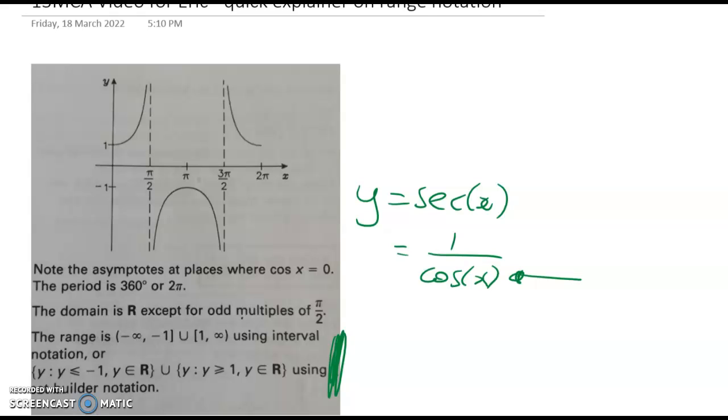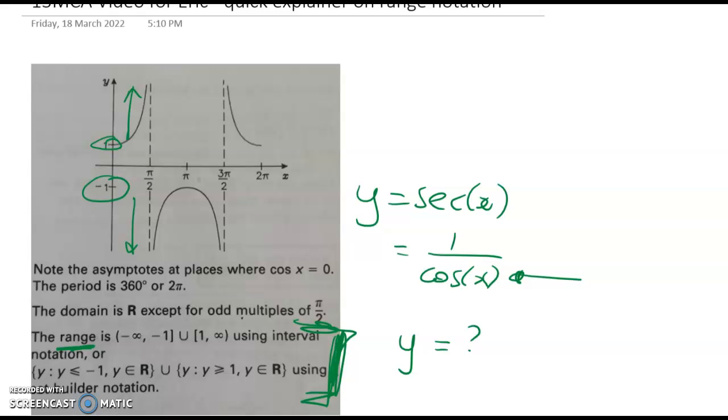But what he's asking about is how do we write down what the range is, and what is the range? Well, the range is the values that the function can take on. In other words, what are the possible y values? And you can see in here that y can equal 1 or above, right? And y can equal -1 or below. And that's all this stuff here is saying.